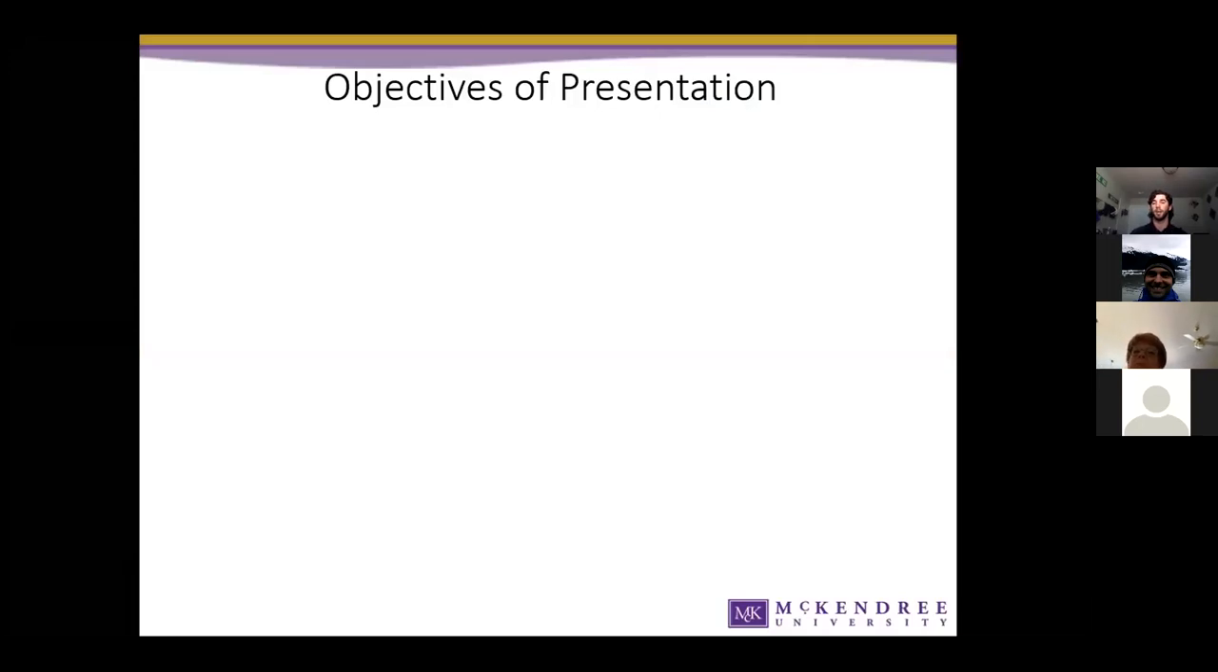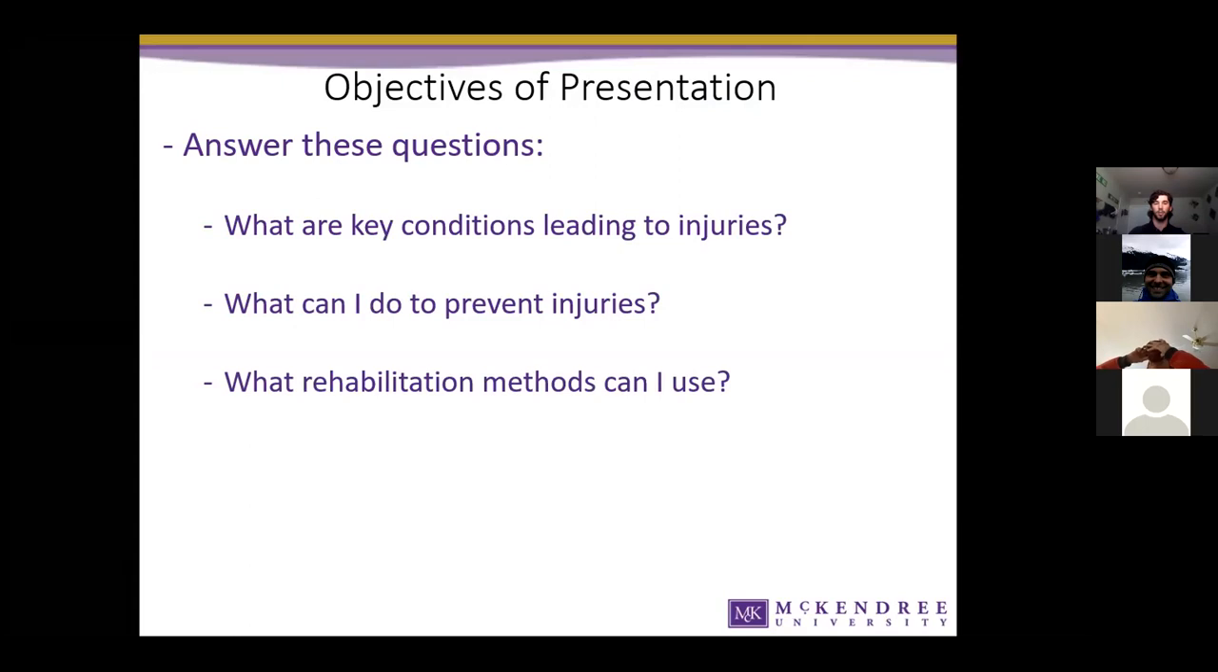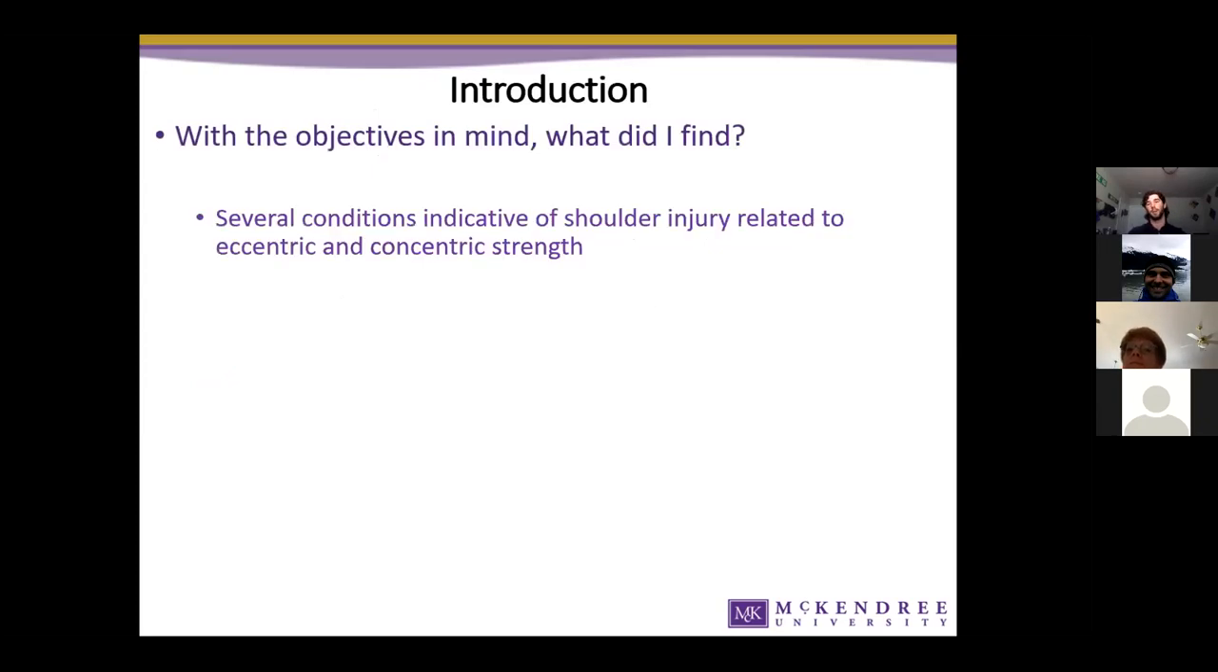So for my presentation, I have a few objectives. There's 3 questions that I would love if we were all able to answer at the end of this. The first, what are the key conditions leading to injuries? The second, what can I do to prevent these injuries? And the third, what rehabilitation methods can I use to be both preventative and reactive? I feel as if these 3 questions encompass my whole goal of this conversation and this paper. So with those objectives in mind, what did I find?